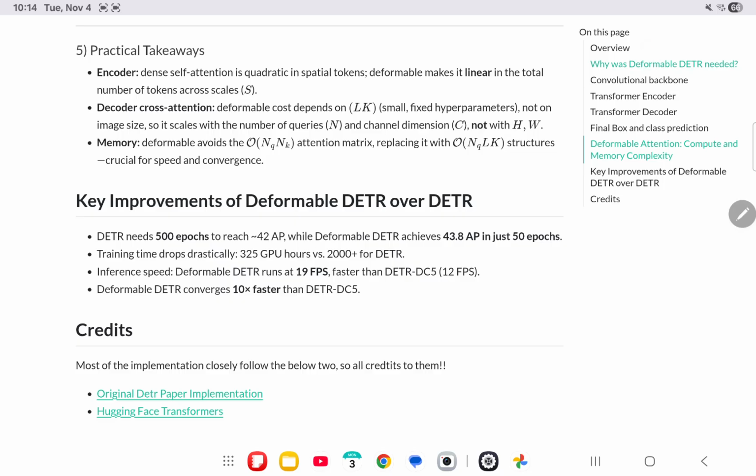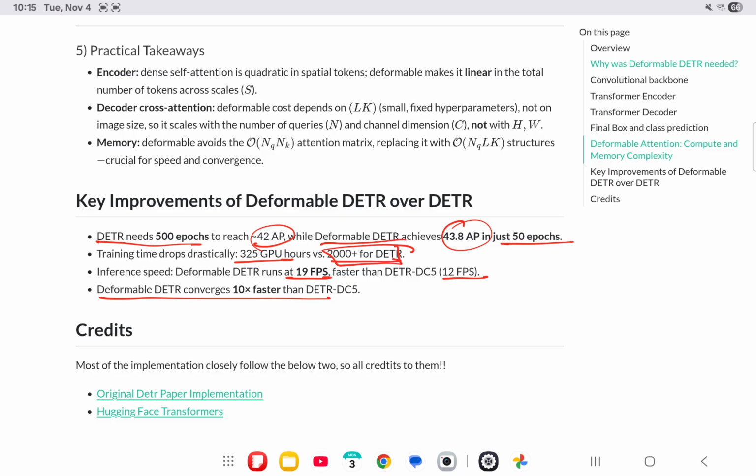And from a research perspective, you can see DETR took 500 epochs to reach 42 AP, and Deformable DETR reached this with 50 epochs. And training on ImageNet took 325 GPU hours for Deformable DETR, which is still high, but compared to DETR it was much higher. And the inference speed is also fast compared to 12 fps, and it converges much faster than DETR. The original paper has much more beautiful graphs explaining this. So if you're interested, you can look into it.